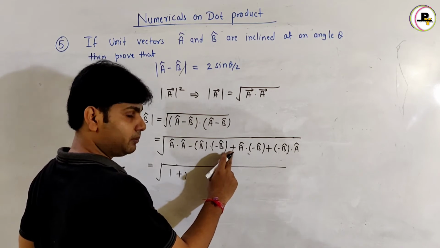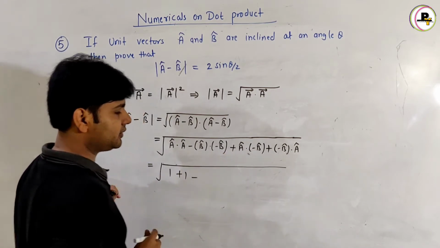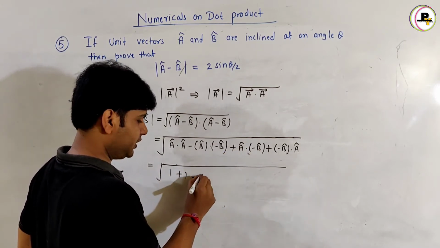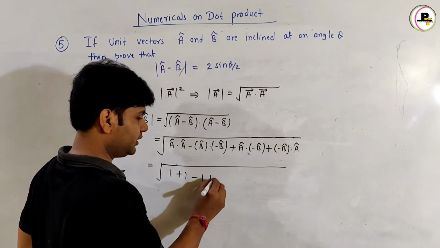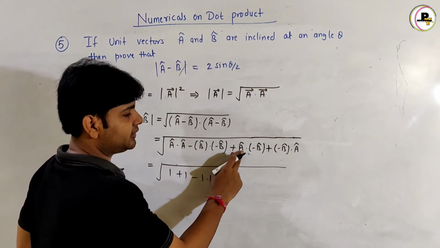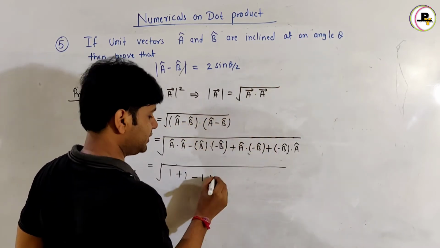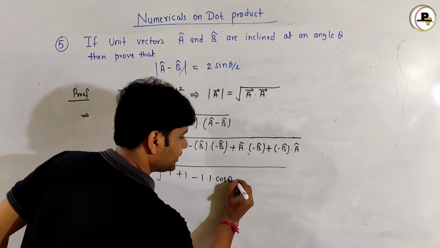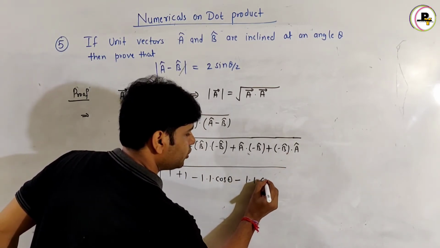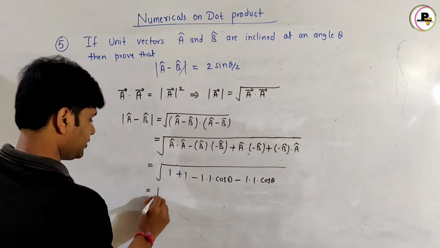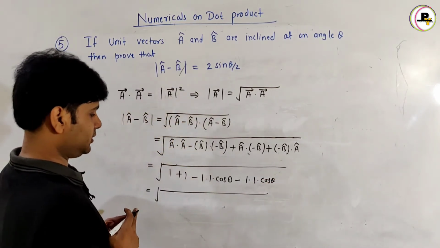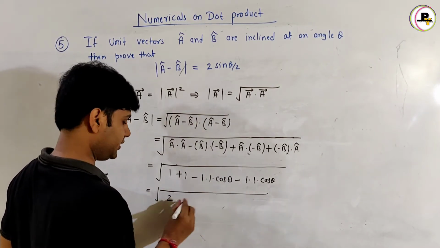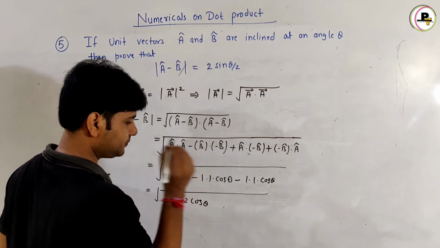Plus multiplied by minus will be minus, and I will take the dot product of a cap with b cap, then I can write here mod of a cap, which is 1, into mod of b cap, which is also 1, into cosine of theta, that is the angle between a cap and b cap, which is given as theta, so I can write here cos of theta. Similarly, this value can also be written as minus 1 into cos of theta. So if I simplify this value, then I can write here 1 plus 1 is 2, and this will be minus cos theta, that is minus 2 cos of theta.